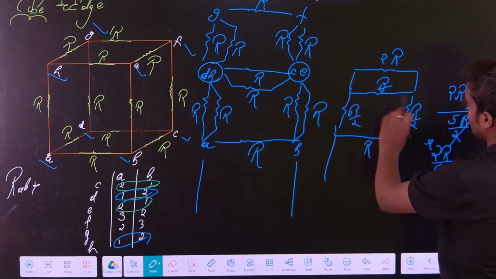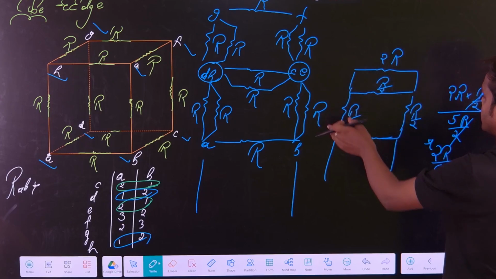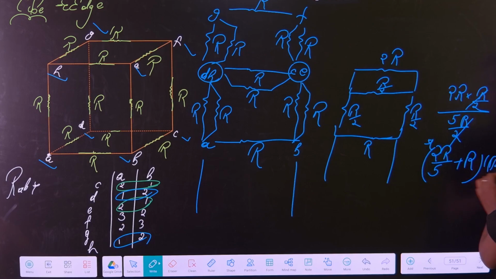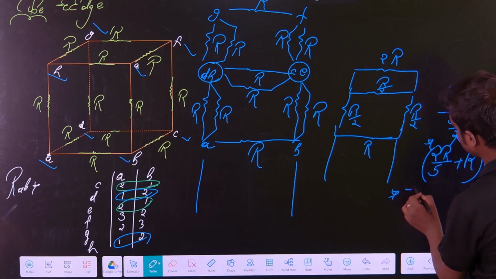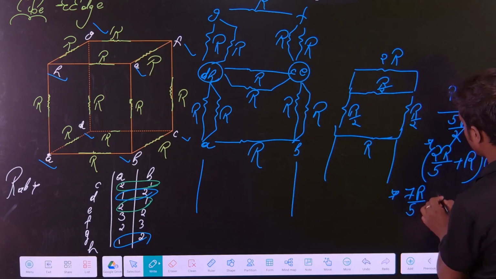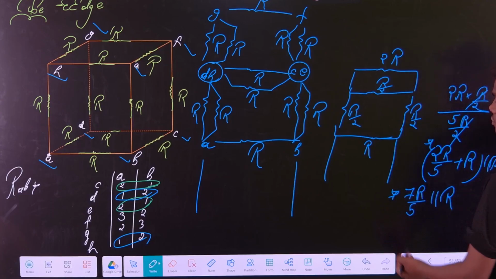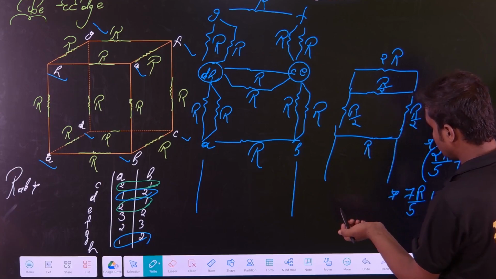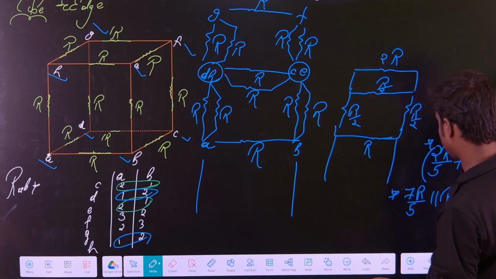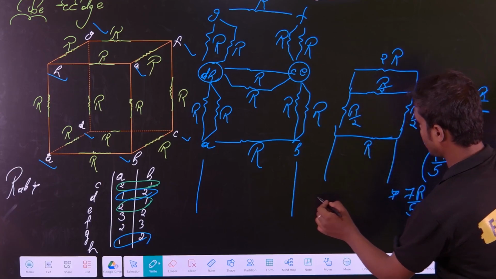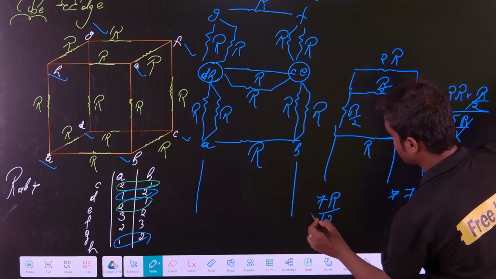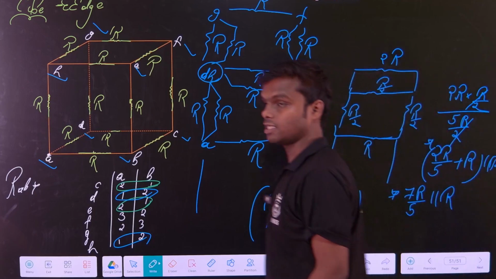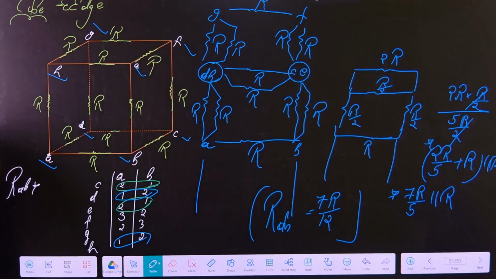Now that 2R by 5 is again in series with R by 2. So plus R. And that whole thing is going to be parallel with R. So what are you getting? You are getting 7R by 5. That is parallel with R. So when you do this, how much will you get? You will get 7R by 12. Okay, that is RAB. So RAB we are getting 7R by 12.